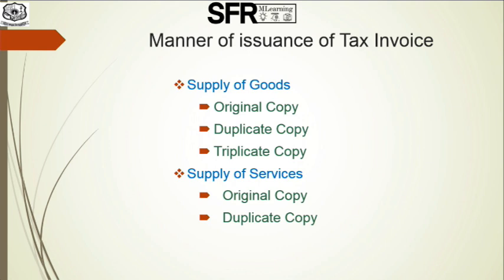Then the second thing is supply of services. In case of supply of services, the invoice shall be prepared in duplicate in this manner. The original copy being marked as original for recipient, and the duplicate copy being marked as duplicate for supplier. The serial number of invoices issued or cancelled during the tax period shall be furnished electronically through the common portal.